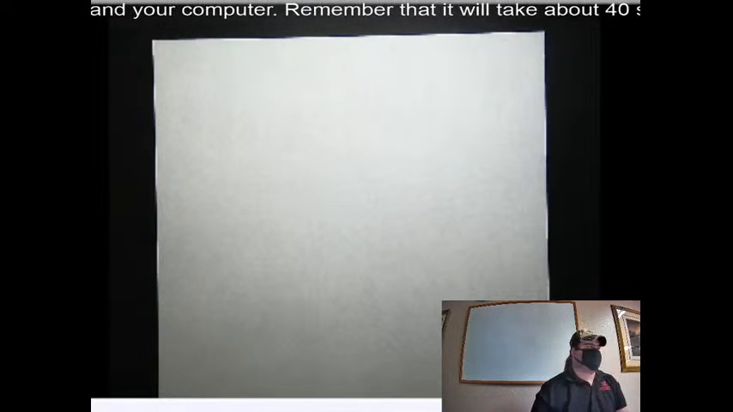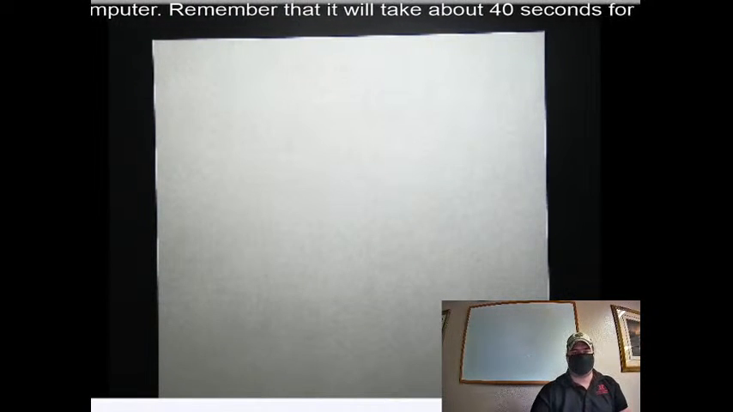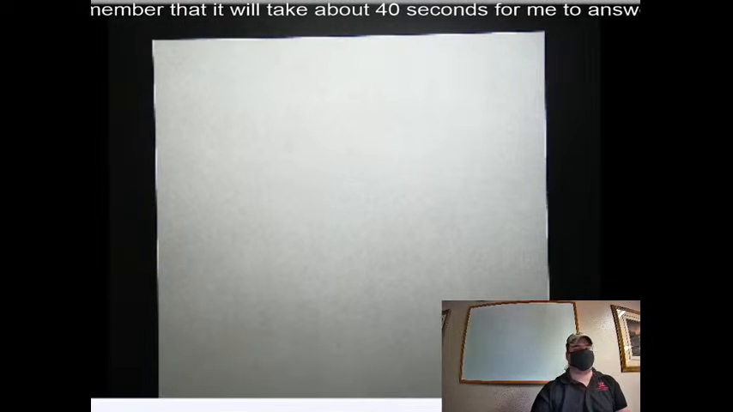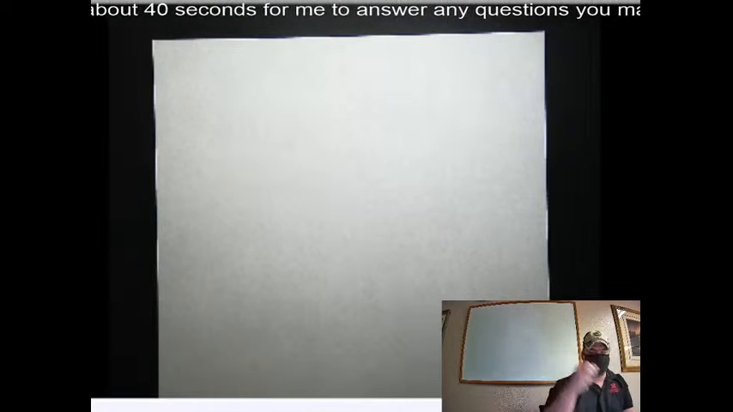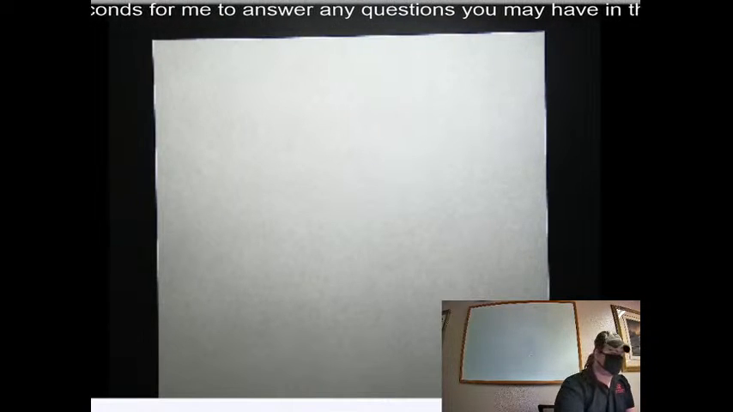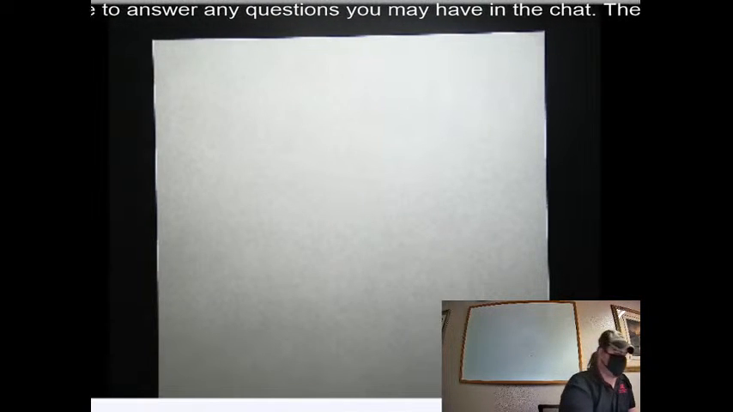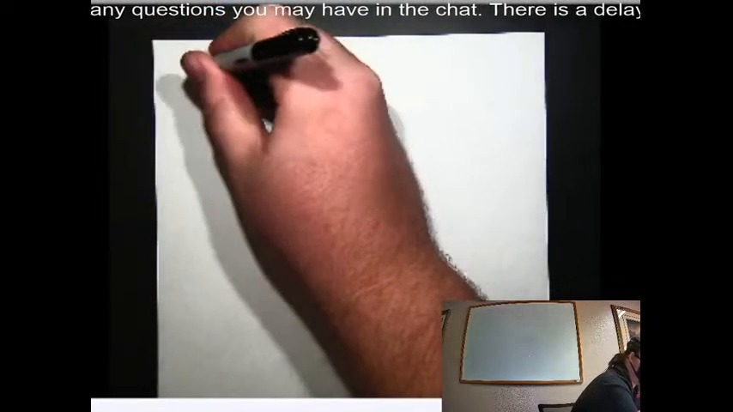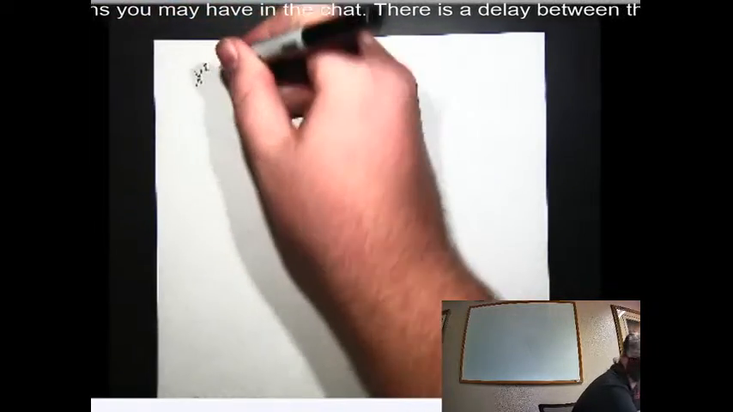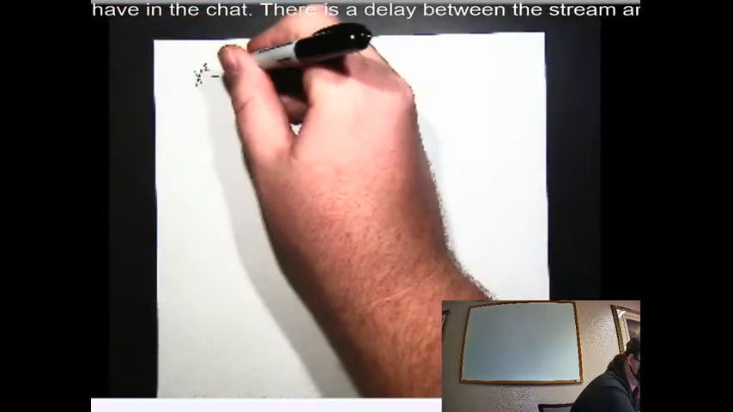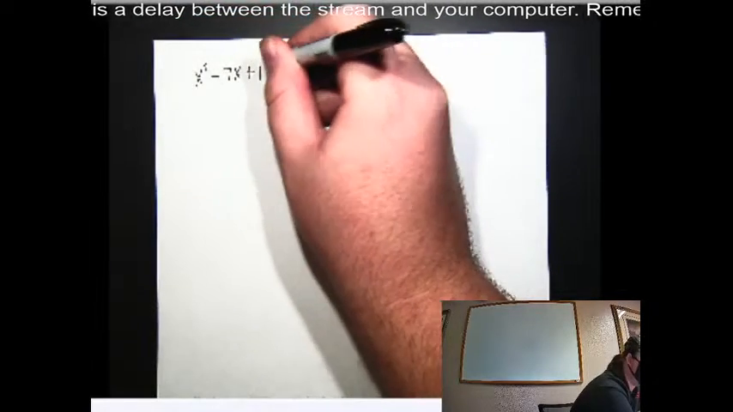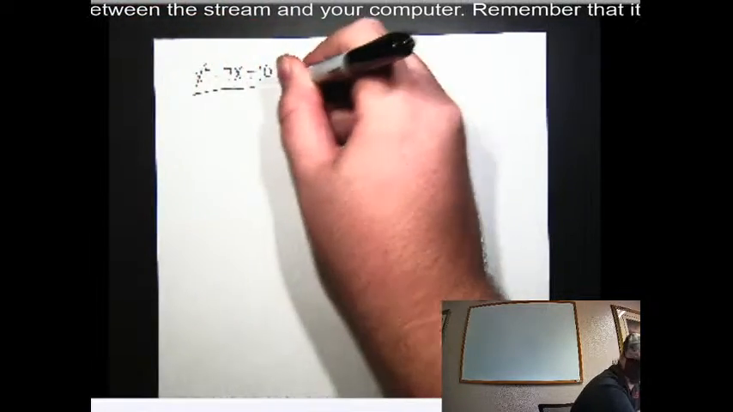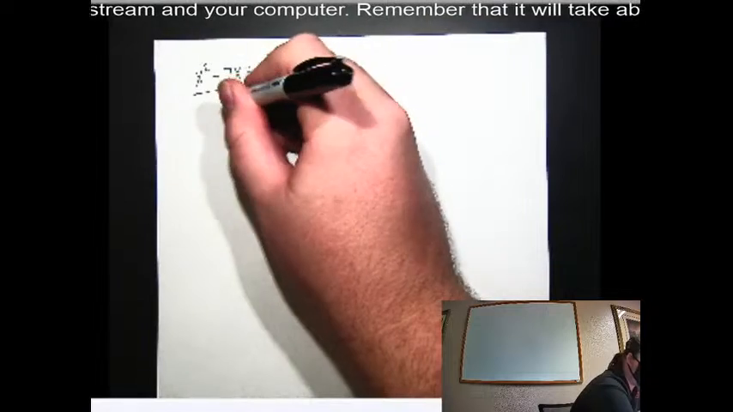So, last time we were going over rational expressions. So let's start off with a little bit of a refresher and something that should be easy for us. x squared minus 7x plus 10 all over x squared minus 4.